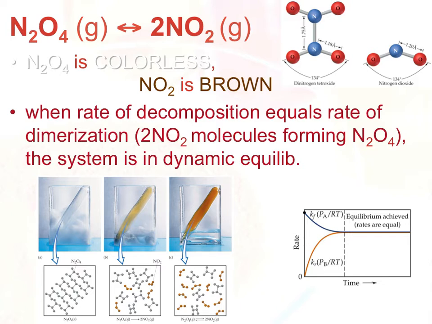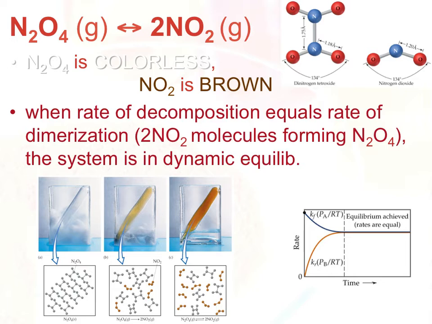Now, to say that the equilibrium state has been reached, what that means is that the forward and reverse reactions are still happening. The dimer is being broken down into the brown NO₂ gases, and some of the NO₂ gases are coming together to form the dimer, which is a colorless gas. However, the relative concentrations of the reactants and the products are going to remain constant at that point. Additionally, we know that the forward and reverse reaction rates are equal at that point.